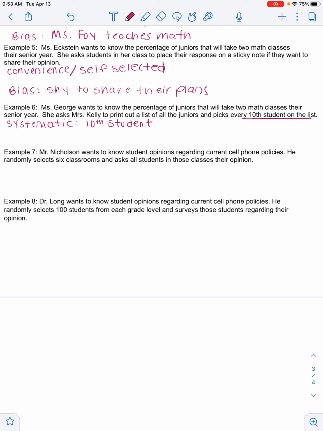Now, systematic sampling tends to be a pretty good sampling method because you do get a fairly random sample when you do this. Could there still be bias? Possibly. Maybe there's just bias because Miss George is a math teacher, and so people might give a different response to a math teacher. But for the most part, this is a pretty good one.